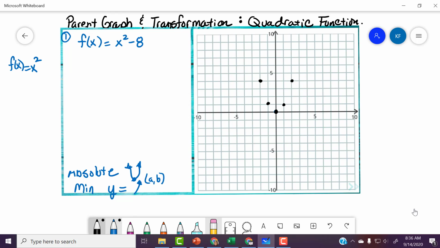So what this says is take the parent graph, and because this value on the end here really represents the shift up and down, so this is the vertical shift, because you'll hear that vocabulary. Since the number is negative, you're going to move all the parent points down 8. So parent points are going to go down 8.